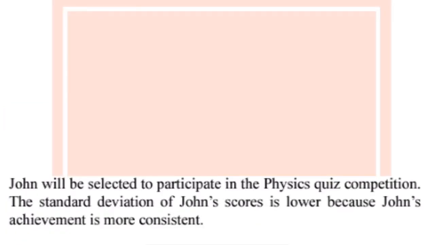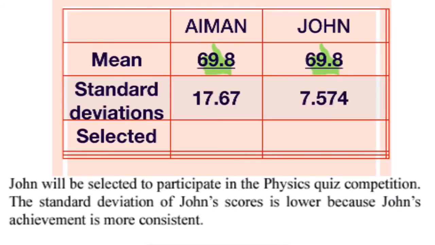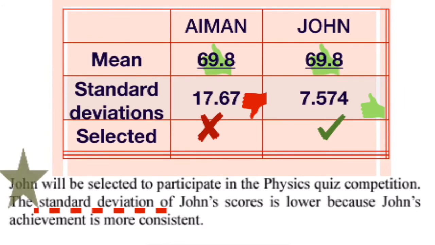This table also shows how we compare Aiman and John. The means are the same, they are equally good. The standard deviation for Aiman is 17.67, for John is 7.574. So who will be selected? Of course, we choose the smaller value of standard deviation, which is John. So John will be selected to participate in the physics quiz competition. The standard deviation of John's score is lower because John's achievement is more consistent. Alright?